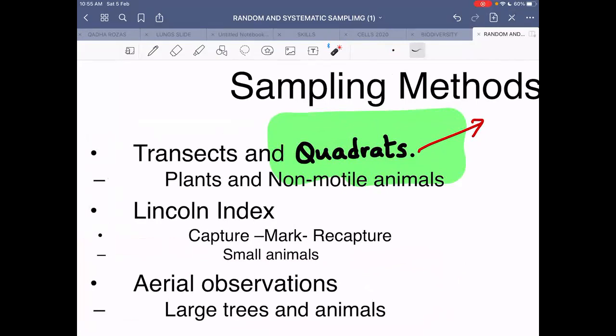So in order to sample those animals, you use a method known as Lincoln's index. Lincoln's index has a formula. What do you do in this? You capture the animals, you mark them with a marker, and you recapture them. This applies to those animals which are small and don't sit at one place. They keep changing their place from one place to another in search of food or shelter or whatever.